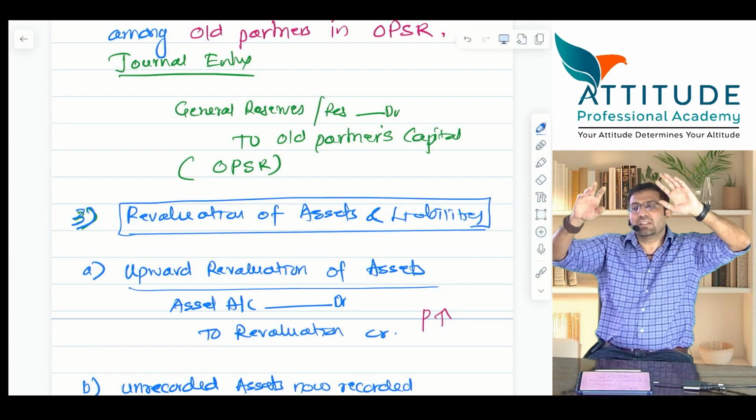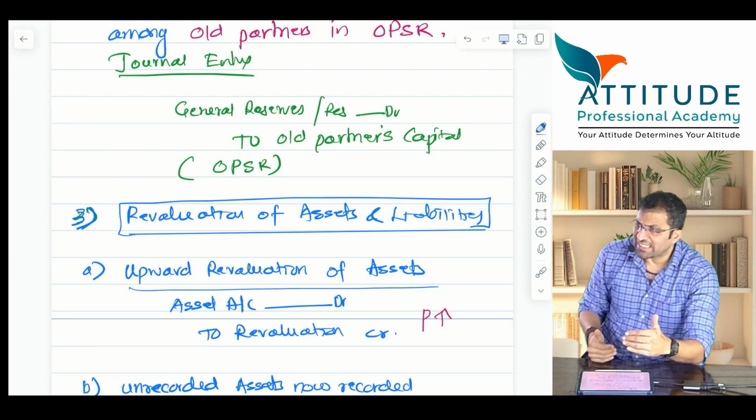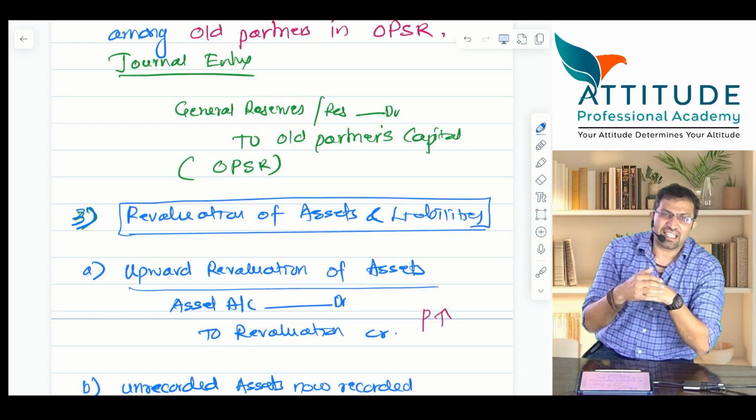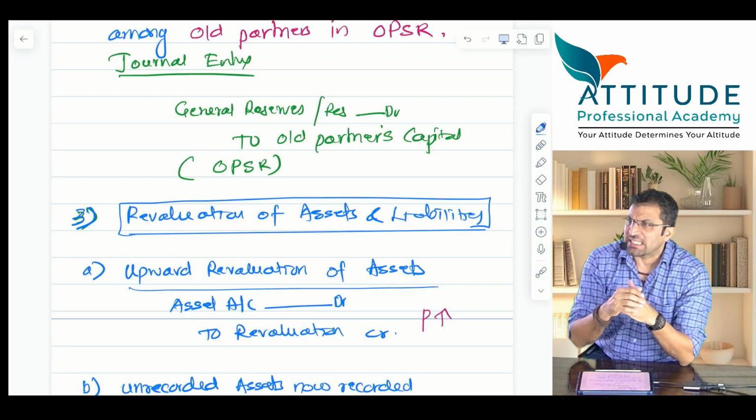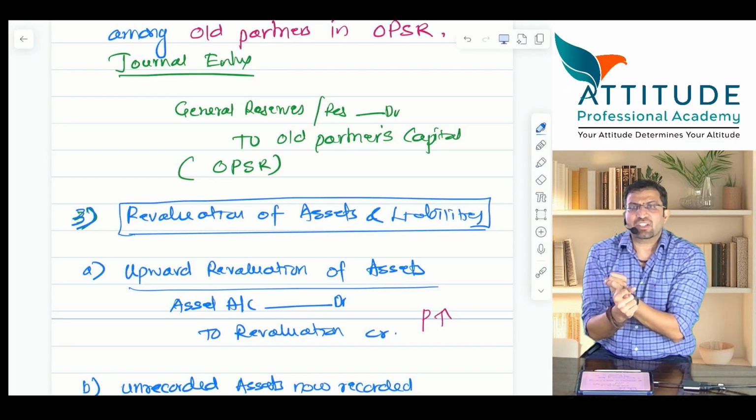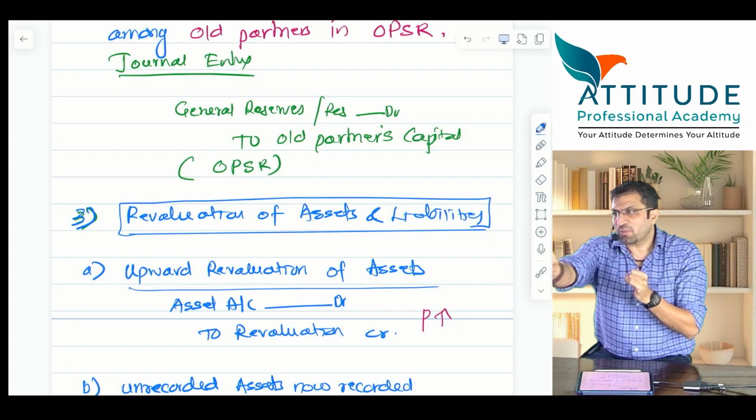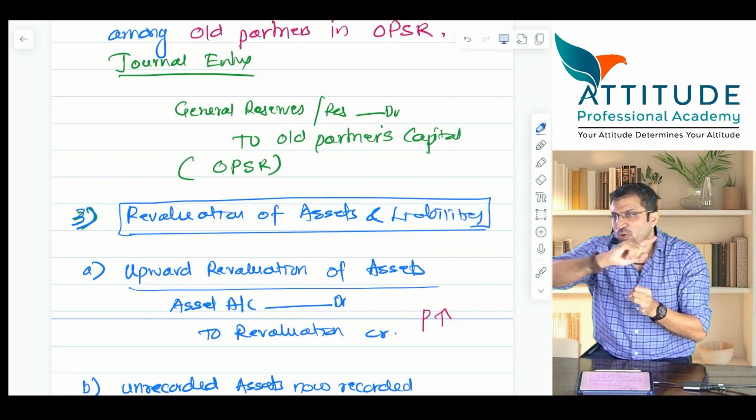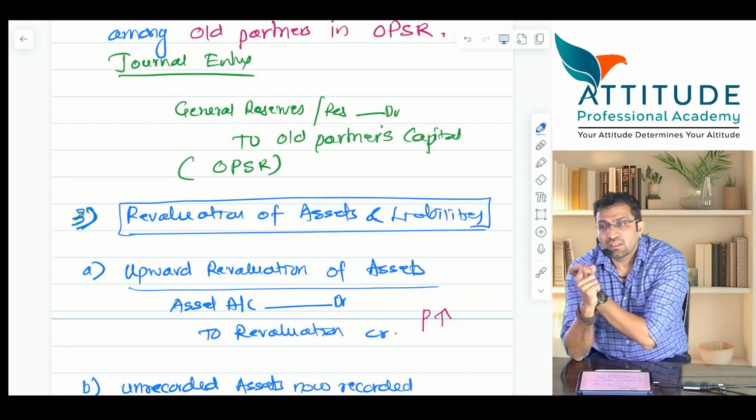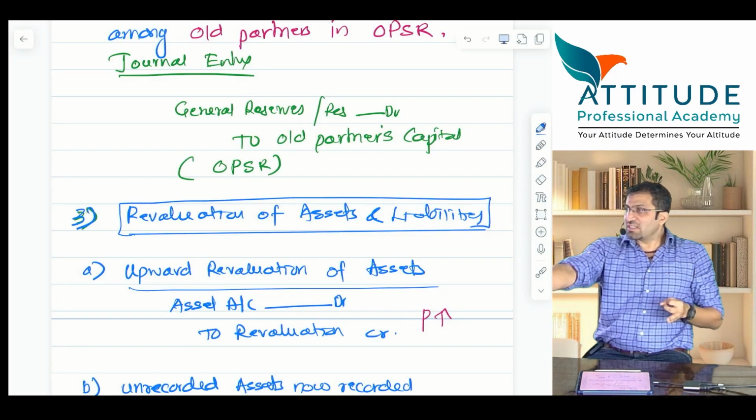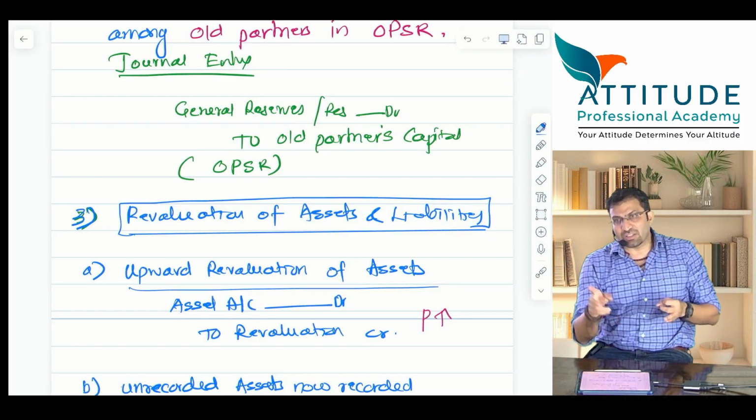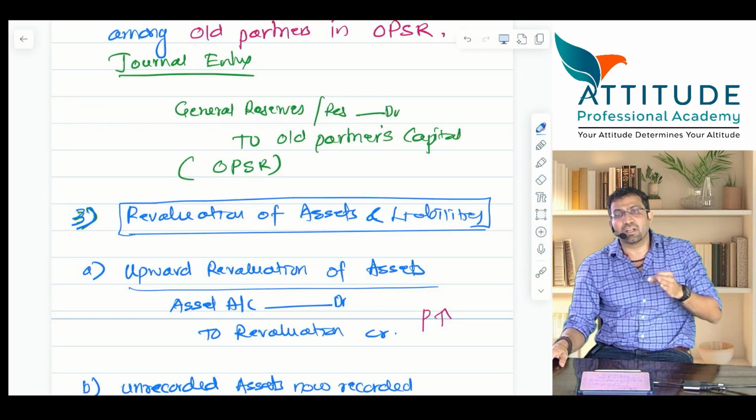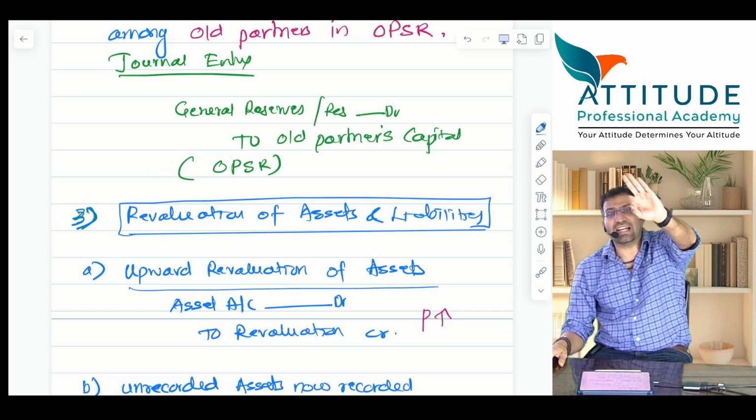Did you understand? So tell me, is this logic correct or not? So what should be done before admission? Answer me, what should be done before admission? Rectification of errors, if any; rectification profit or loss shared among old partners in old profit sharing ratio. Second, general reserves, if any, shared among old partners in old profit sharing ratio. I have not mentioned the loss, but loss also should be shared.